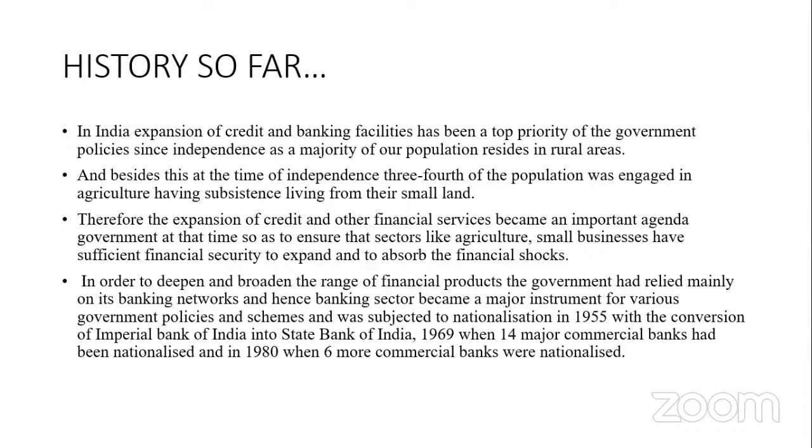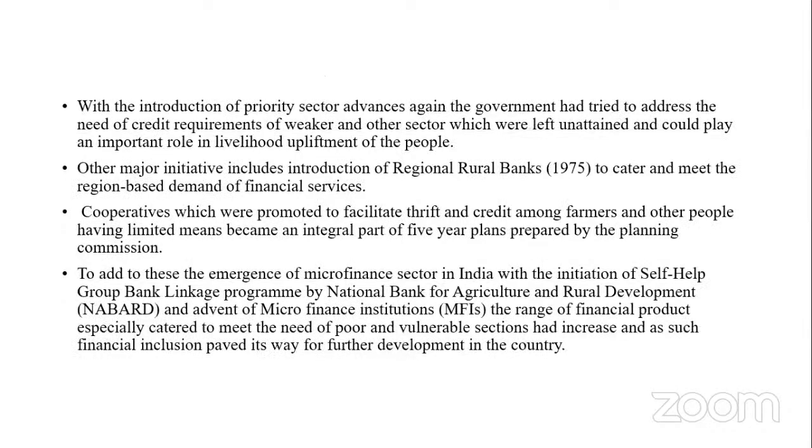Recently we have a few other sectors, like microfinance, which is also contributing to financial inclusion. But when we look into the history, the major thrust was given to the banking sector in India. Based on this, the banking sector was subject to nationalization in 1955, with the conversion of the Imperial Bank of India into the State Bank of India; in 1969, when 14 major commercial banks were nationalized; and in 1980, when 6 more commercial banks were nationalized. Then came the concept of priority sector advances, where again the government tried to address the credit requirements of the weaker sections.